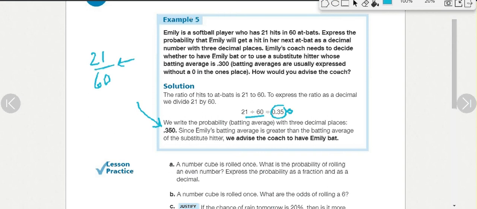So that's greater than the batting average of the sub. This is the batting average of the sub. Who should bat? Is this one better? So this one's better than the sub. You should have her bat. Okay, .350 is a good batting average in softball.